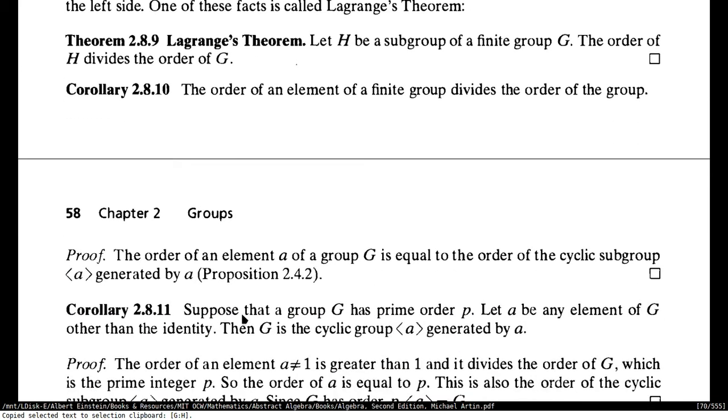Okay, so the proof is again straightforward because we've already seen this previously in a proposition. The order of an element A of a group G is equal to the order of the cyclic subgroup generated by A, and the order of the cyclic subgroup generated by A is something that's a divisor of the order of the group, right? So yeah, that works out.